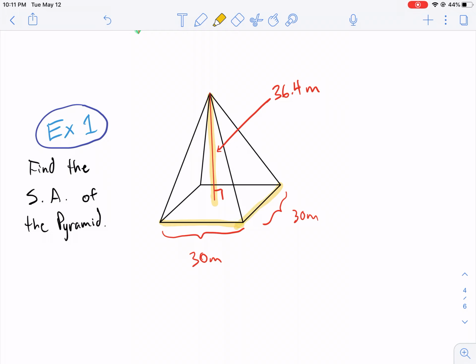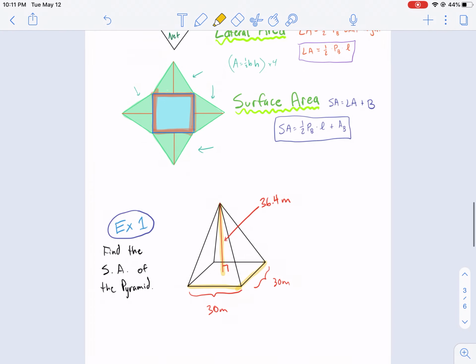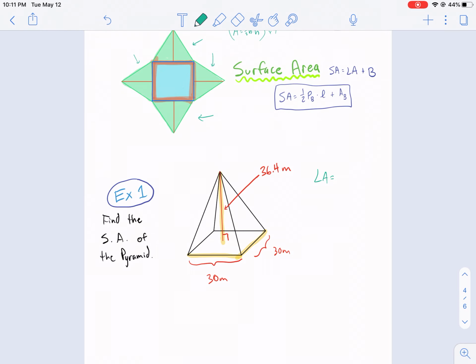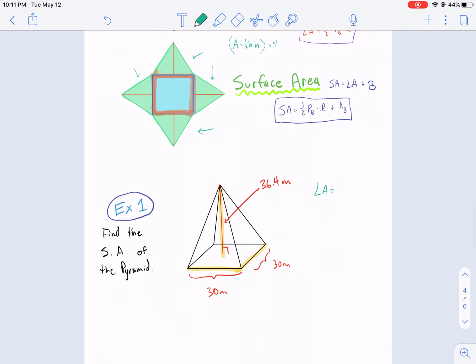So we have some things, but we need a little bit more. Let's figure out what we need. For our formula for lateral area, what we need is the perimeter of the base, and we need the slant height before we can proceed. So let's get our formula ready. 1/2 the perimeter of the base times the slant height. Perimeter of the base is pretty easy. We're going to say 30 plus 30 plus 30 plus 30, and that equals 120 meters.